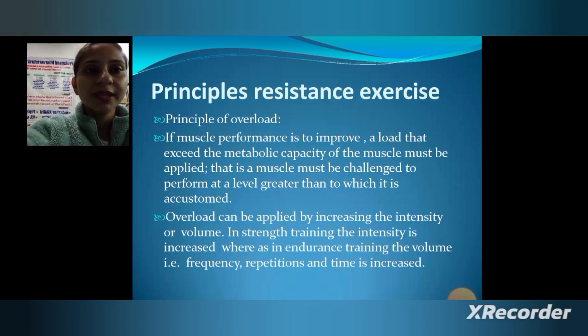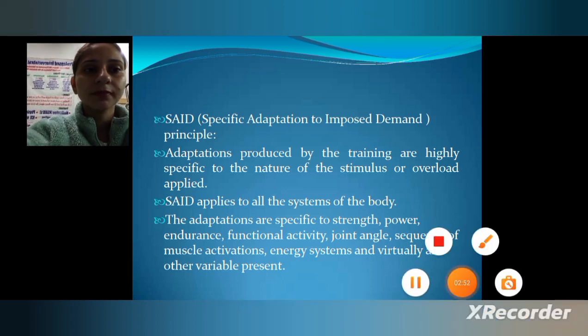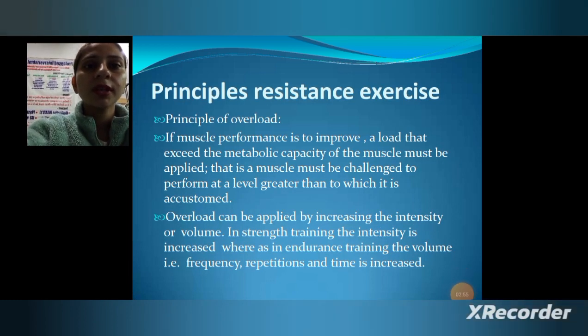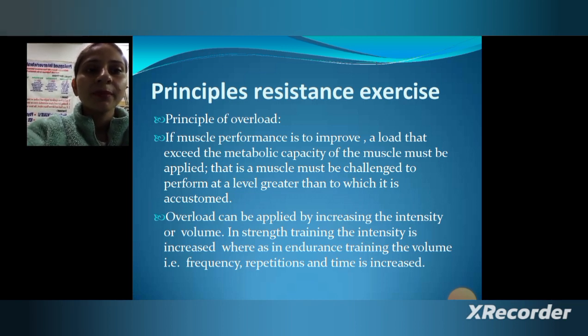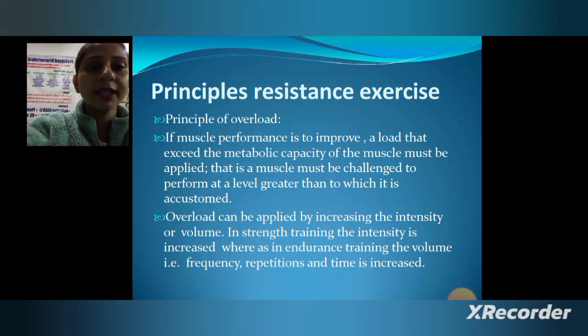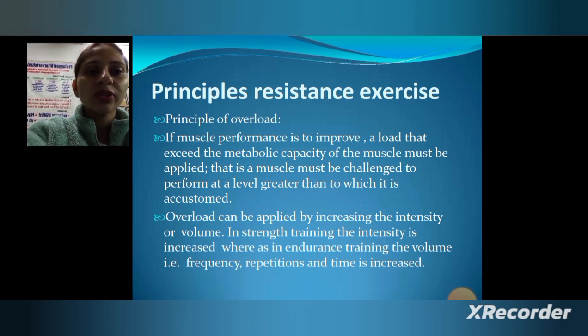Then next is principles of resistance exercises. In principle of overload, first of all, if muscle performance is to improve, a load that exceeds the metabolic capacity of the muscle must be applied. That is, a muscle must be challenged to perform at a level greater than to which it is accustomed. Overload can be applied by increasing the intensity or volume. In strength training, the intensity is increased, whereas in endurance training, the volume, that is frequency, repetition, and time, is increased.